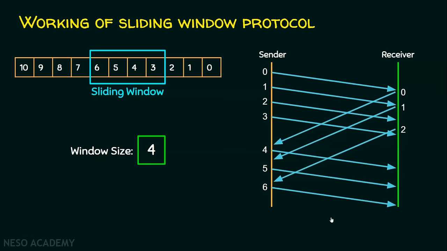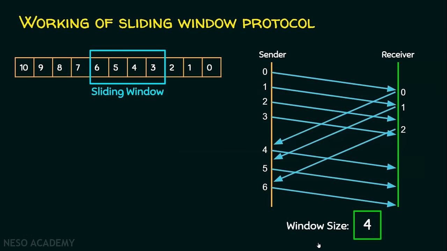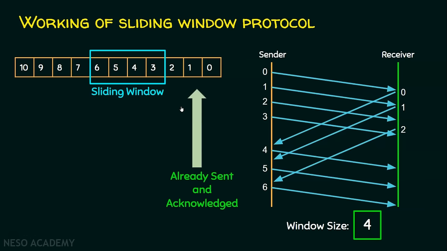Let me move this window size here. Yes. Now we will analyze what is there in this part. There are three parts. These are the frames that are already sent and acknowledged. If you observe here, frames 0, 1, 2 are acknowledged. And what about the current window? This is the current window which contains the frame numbers 3, 4, 5 and 6. It means frames 3, 4, 5 and 6 are sent already but not yet acknowledged. So the middle portion is frames sent already but not acknowledged.